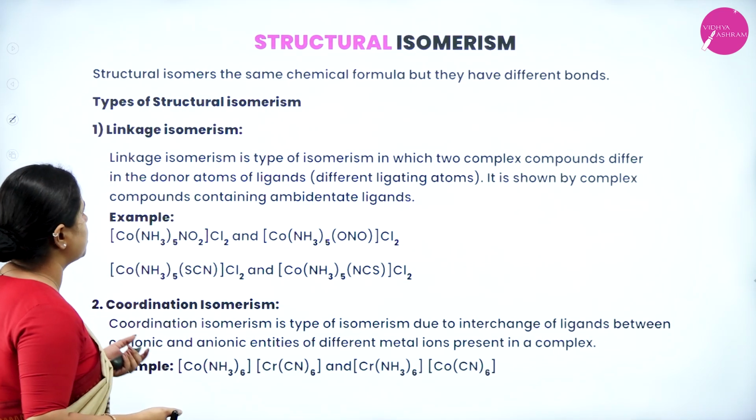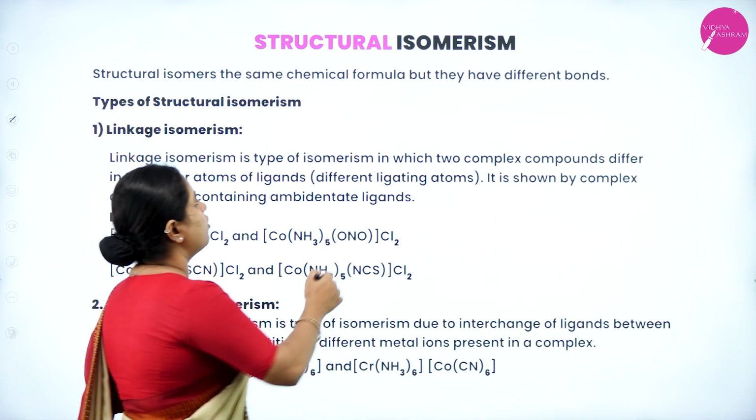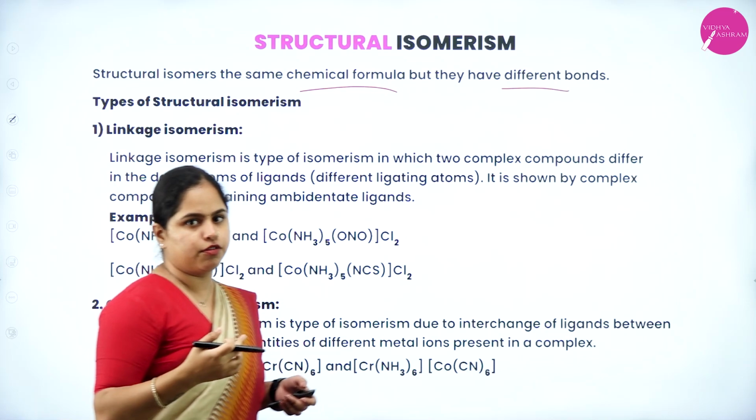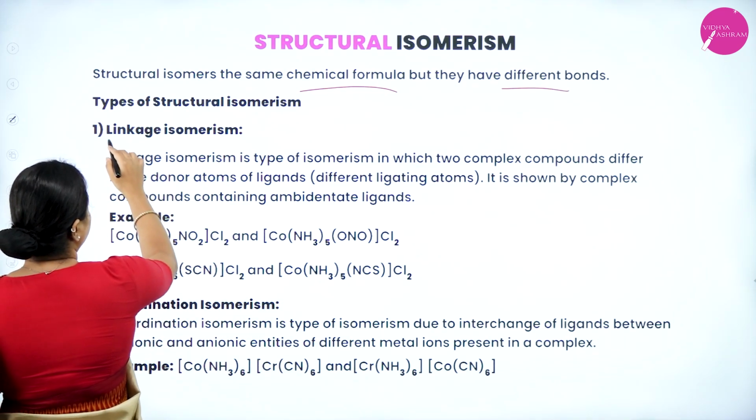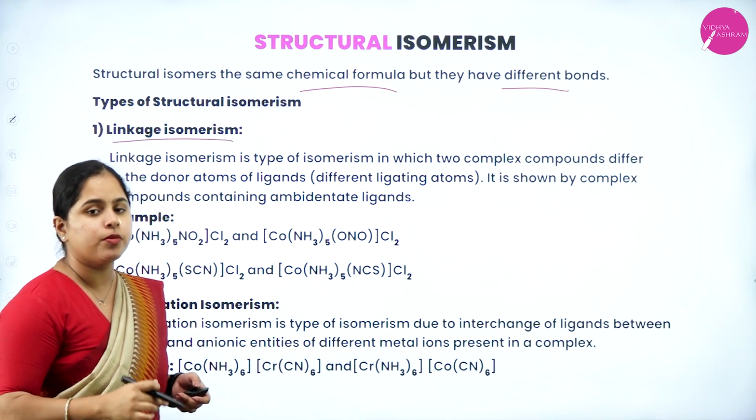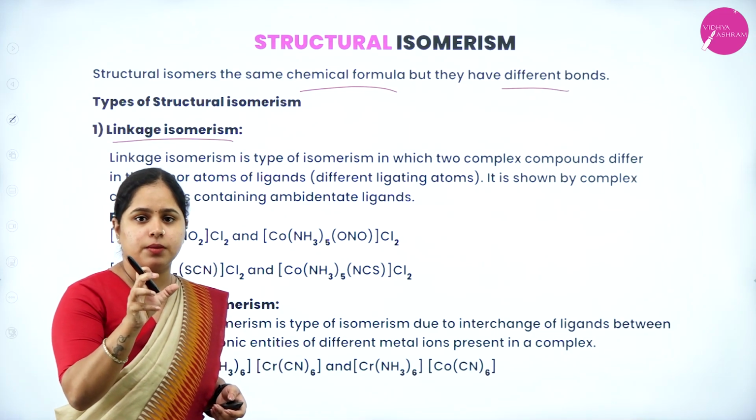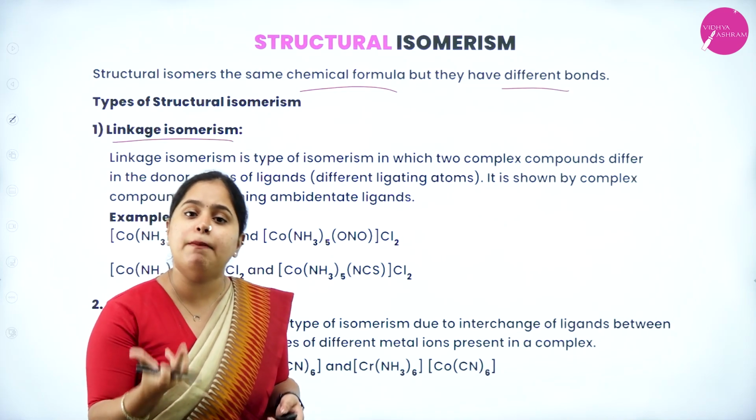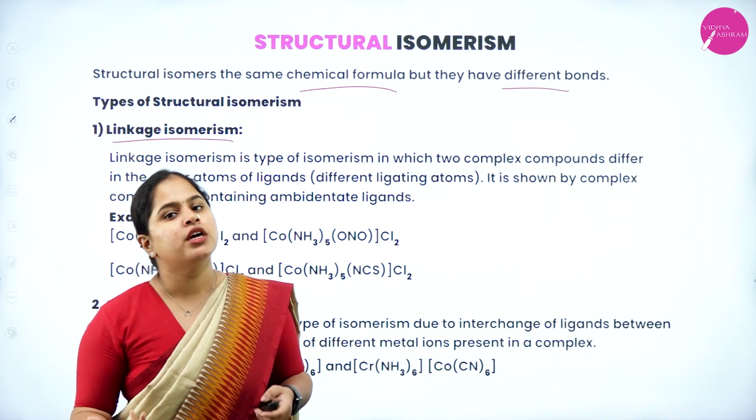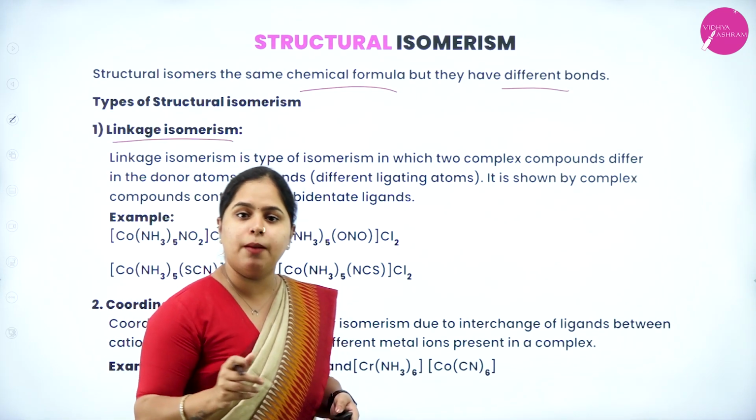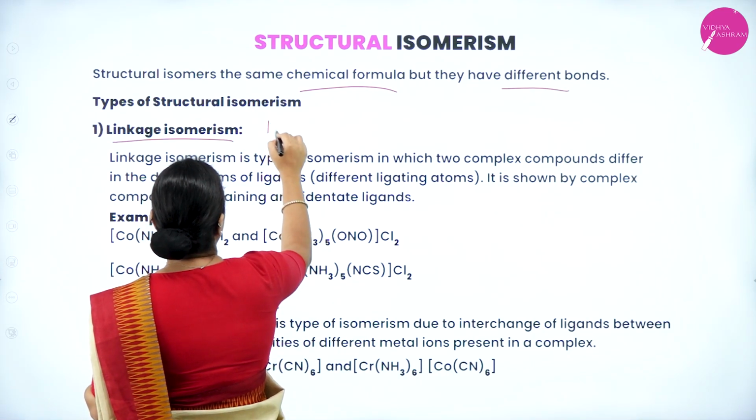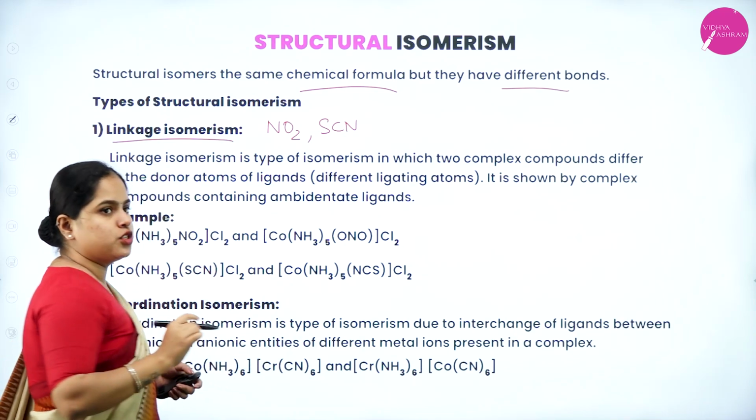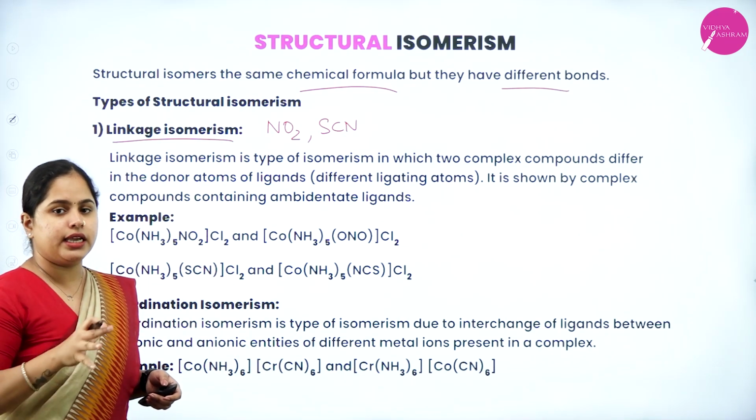Moving on to the next one, structural isomerism. They again have the same chemical formula, but they have different bonds. The bonds will be different here. Let us see the first type, called linkage isomerism. You have to remember, linkage isomerism is shown by ambidentate ligands. This is very important. Which are the ambidentate ligands? We already know, NO2 and SCN, right? These are the ligands which show linkage isomerism.